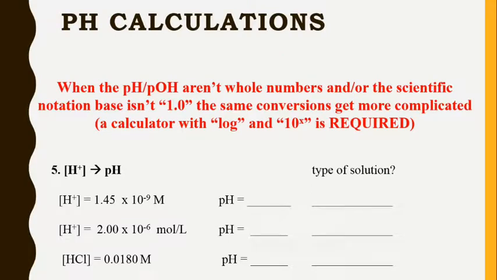Now, it does, of course, get a little more complicated than this, because if that pH and pOH aren't nice whole numbers like 2.00, or that scientific notation doesn't have 1.0 as the base, even if, like you see down here, it's 1.45, so close but not quite, we're not going to be able to use that exponent rule. We're going to have to use the calculator. Now, it's not that complicated, but you're probably not going to be able to do as much in your head.